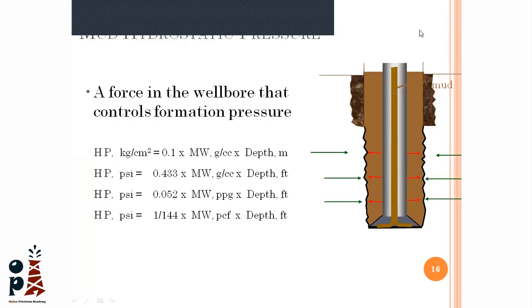You know that this mud is going through this string and goes to the annulus, and all of this is filled with a mud column. So if I'm going to calculate the hydrostatic pressure at this point, I will multiply, for example, using this equation, 0.052 with the mud weight in ppg, let's say 12 ppg, multiplied by the depth, which is, for example, 10,000 feet. So I will have the hydrostatic pressure.